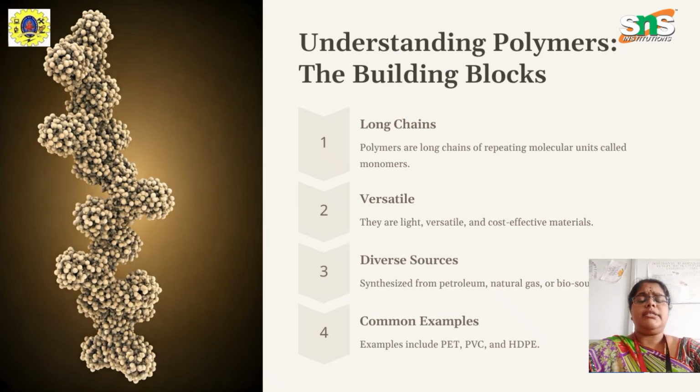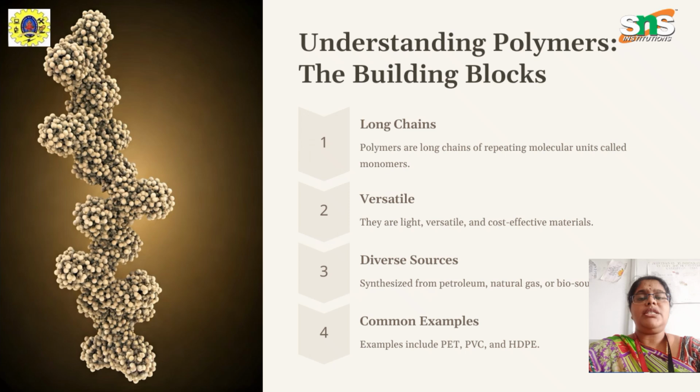So how do you understand polymers? Polymers are built by monomer units. Monomers are the small units which build up to give the polymer. Polymers are long chains of repeating monomer molecules, and they are light, versatile, and cost-effective materials. They are synthesized from diverse sources, from petroleum and natural gas, or they have biosources.